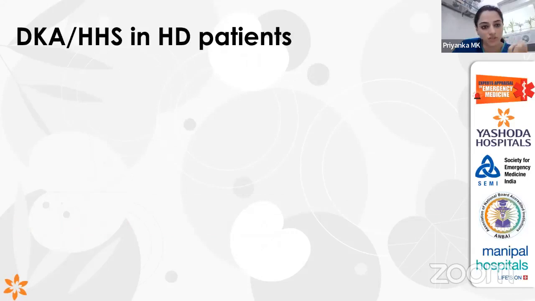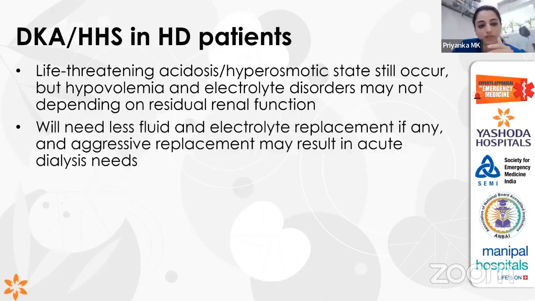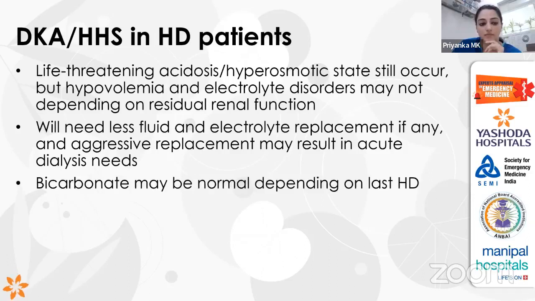I would like to mention DKA and HHS in hemodialysis patients because this is quite a common presentation in the ER. So life-threatening acidosis or hyperosmotic state still occurs, but hypovolemia and electrolyte disorders may not be that clear depending on the residual renal function. They will need less fluid and electrolyte replacement. And if you aggressively give fluid and electrolyte replacement, it will result in acute dialysis.